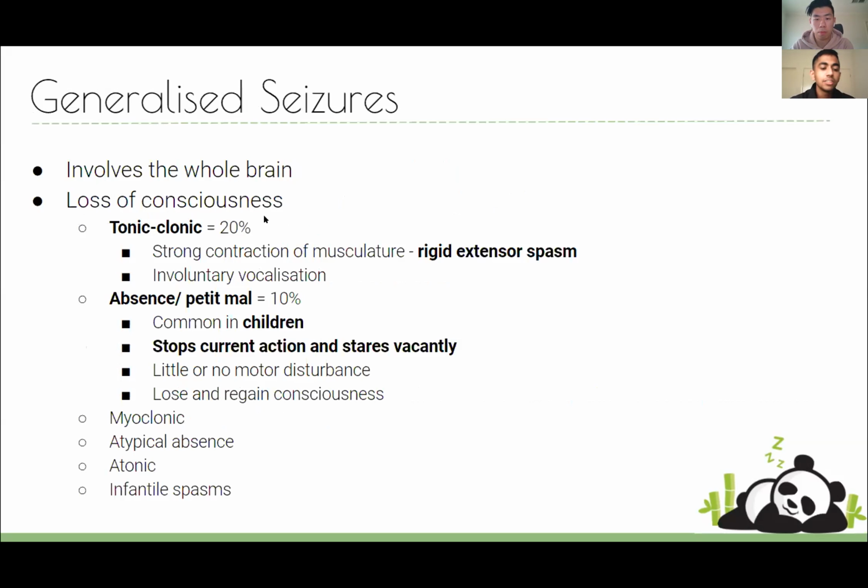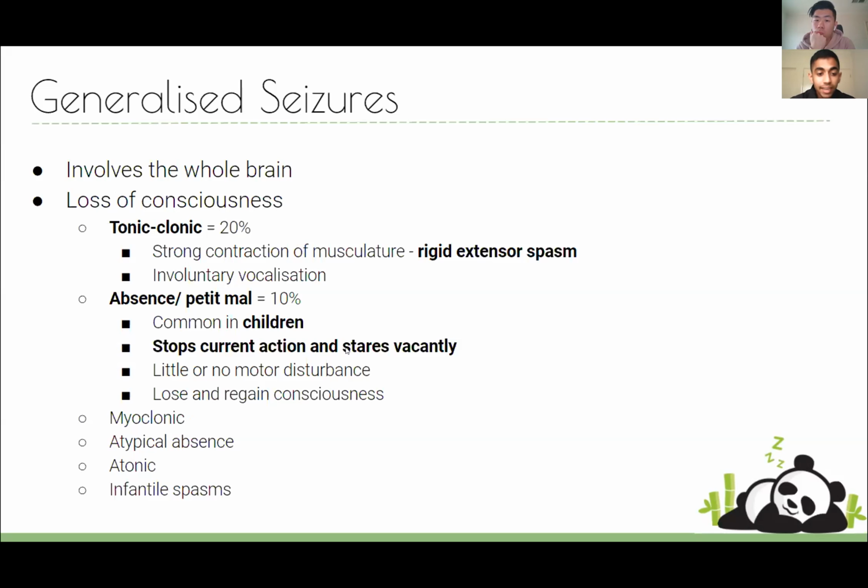And we can divide them into tonic-clonic or mainly absence and petit mal seizures. Tonic-clonic can also be called grand mal seizures, if that helps you remember it. But that's our, I guess, stereotypical seizures. That's where they have that spasming of muscles. They're shaking around, flailing around kind of thing. That's what's going on there.